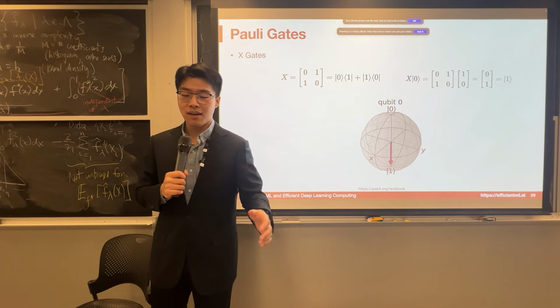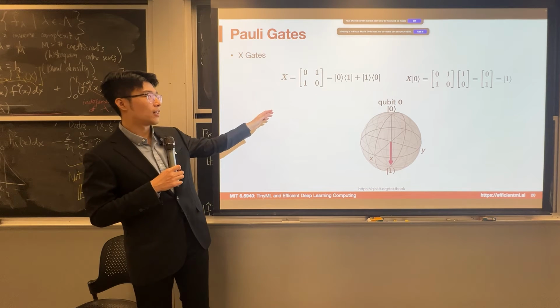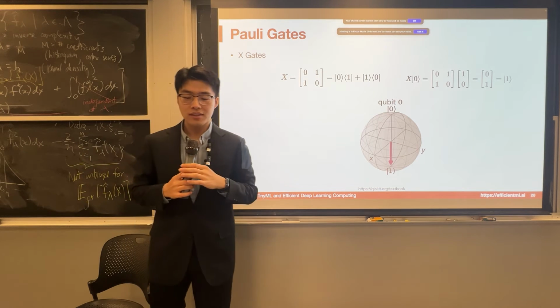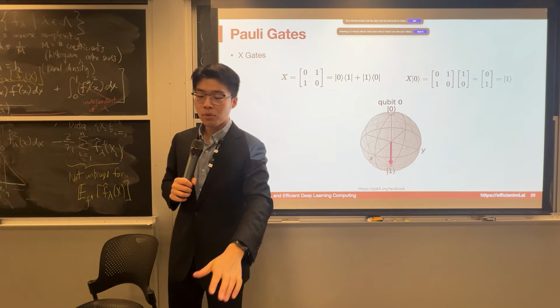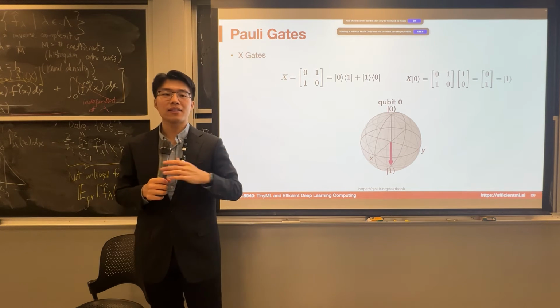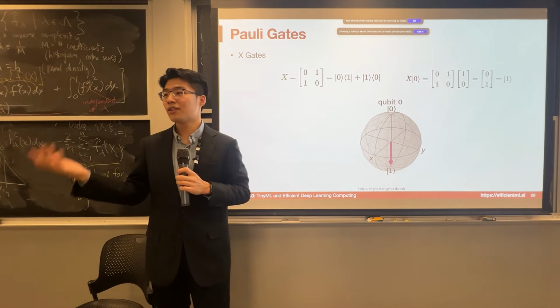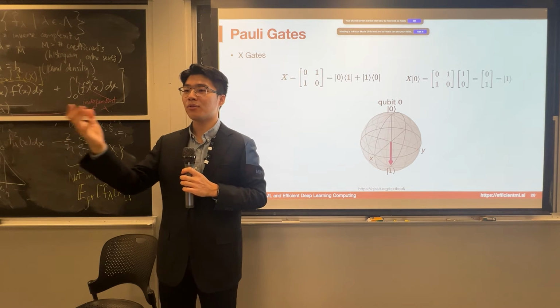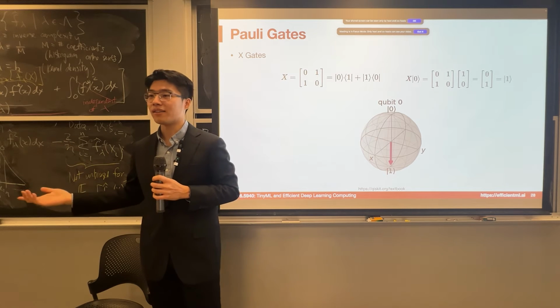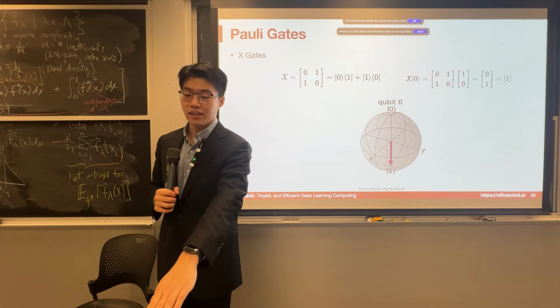So the X gate can be represented as this matrix: 0, 1, and 1, 0. And when we apply this X gate to a 0 state, what will happen? Intuitively, if we apply this NOT gate to 0, we should obtain 1, right? So how can we know that mathematically?